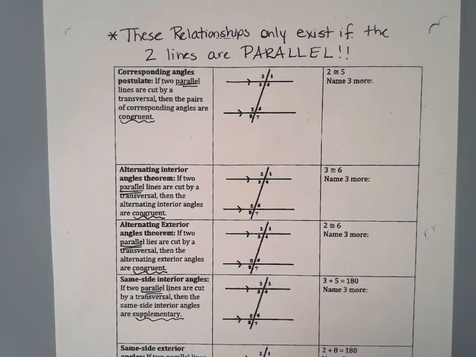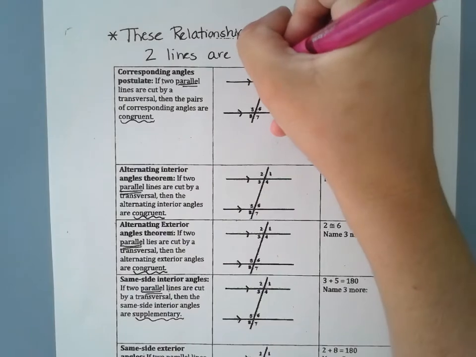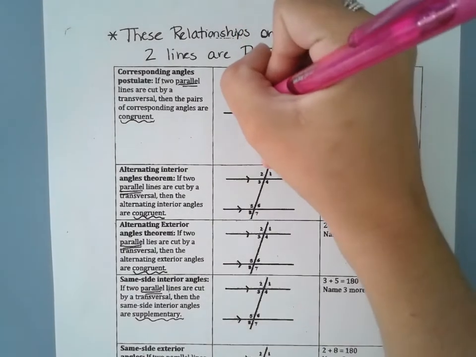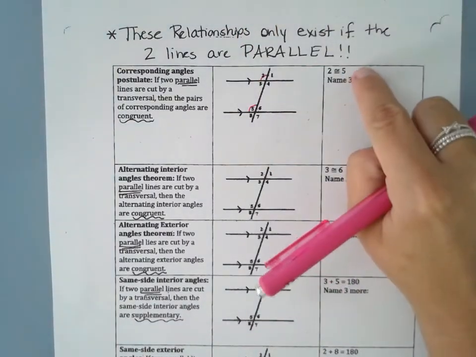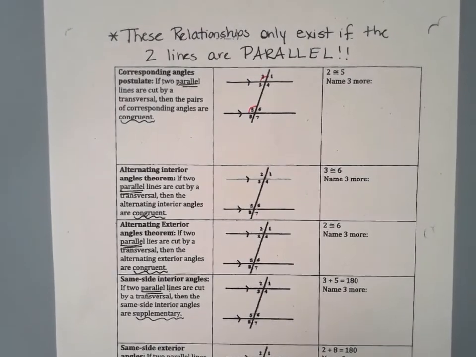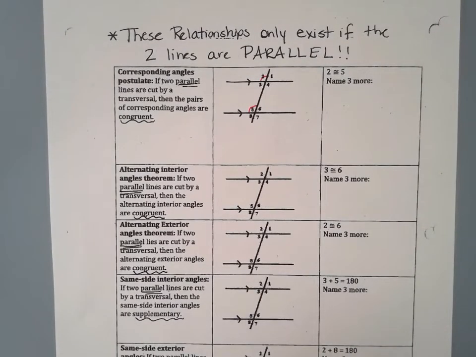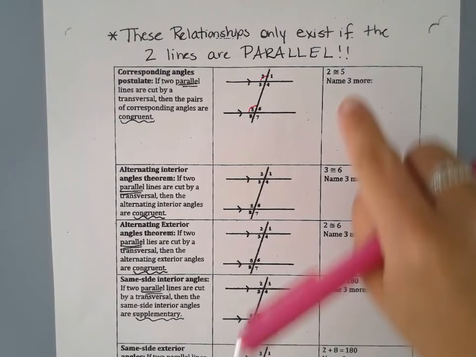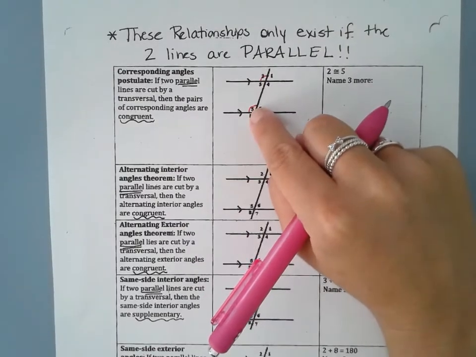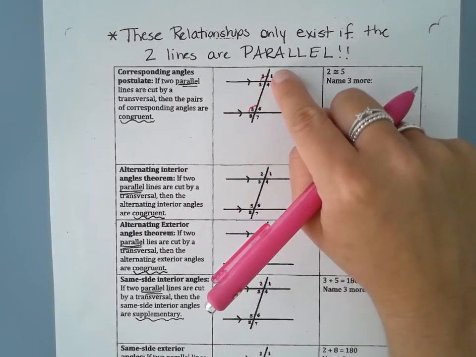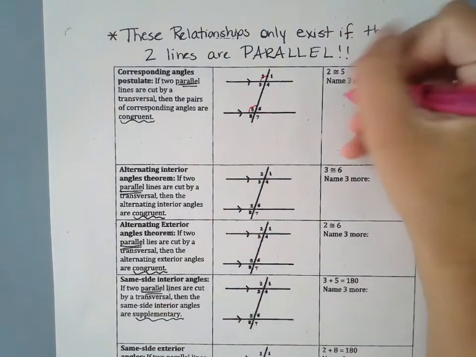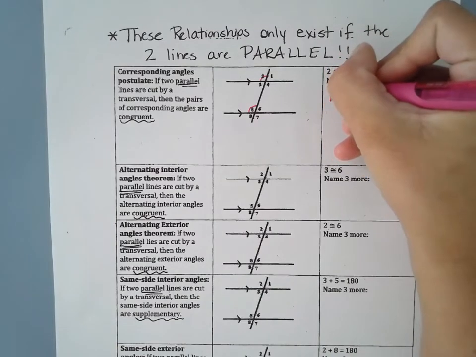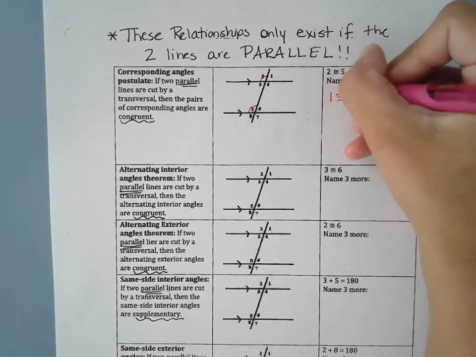Now, I like to put congruence marks. So angle 2 is going to be congruent to angle 5, which is what we've been told here. Sometimes you're going to see those congruence marks, and those will play a bigger role as we move through all of this. Now, if angle 2 is congruent to angle 5, then angle 1 must be congruent to angle 6. So 1 is congruent to 6.